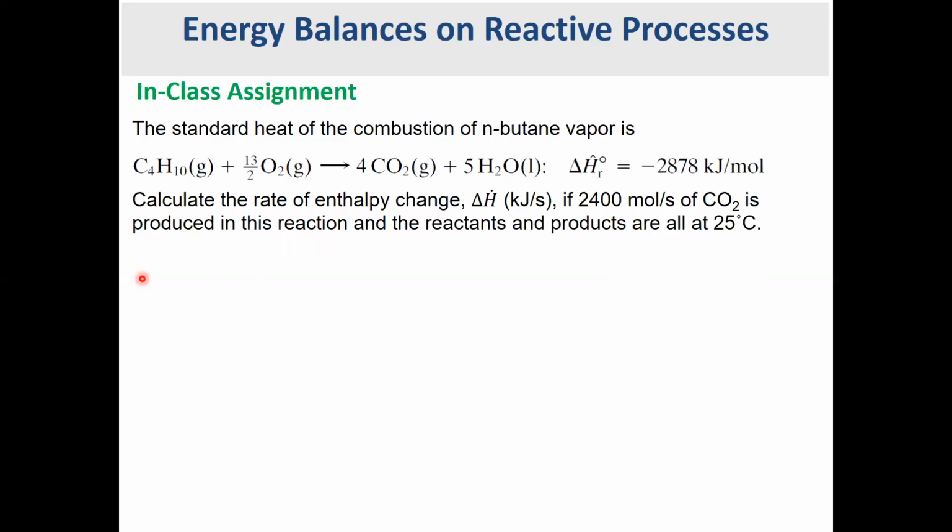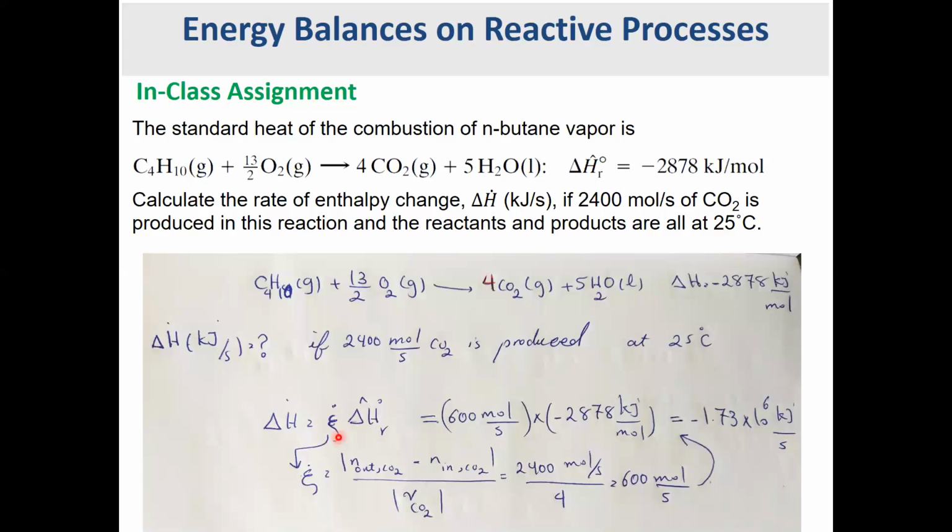Here we can see one type of Hess's law application, in the examples that we are practicing now. The standard heat of combustion of n-butane vapor is given to you. Calculate the rate of enthalpy change if 2,400 moles per second of CO2 is produced in this reaction and the reactants and products are all at 25 degrees. As long as it is the same temperature, we can use the equation I told you, delta H equal to zeta delta HR. This equation is valid because the temperature at which we are asked to calculate the rate of enthalpy change is 25 degrees. So we can use delta H equal to zeta times the standard heat of reaction, and calculate the rate of enthalpy change.